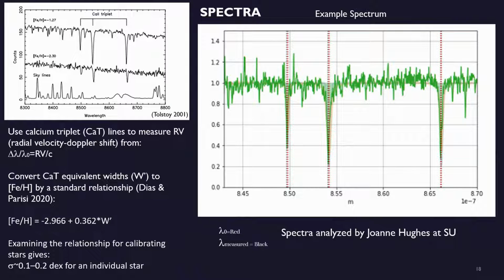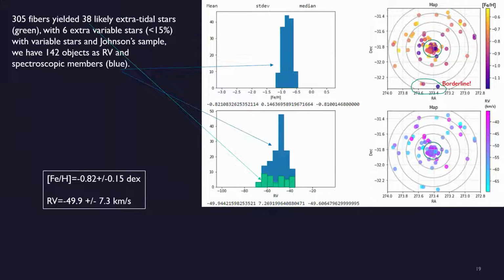And this is an example of spectra that we see, which allows us to measure radial velocity using the calcium triplet, which is an easier way to make spectra and makes observations easier, and it's calibrating calcium absorption to iron abundance. So our initial results from looking at tidal stars, there were 142 stars determined as possible extratidal stars based on spectroscopy and radial velocity. 38 of them showed clearly as being extratidal, and 6 of them were possibly extratidal, but more work will need to be done as this project is ongoing.